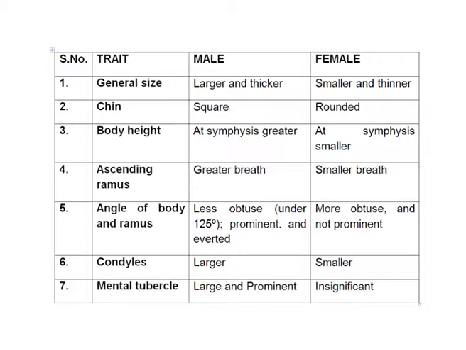If you observe the ascending ramus, it has got a greater breadth in case of male mandible, whereas it has got a smaller breadth in case of female mandibles. If you observe the angle of body and ramus, in male mandibles it will be less obtuse, that is less than 125 degrees, prominent and everted, that means outwards, whereas in case of female mandibles it will be more obtuse and not prominent. If you observe the condyles, they will be larger in case of male mandibles, whereas they will be smaller in case of female mandibles. The mental tubercle is large and prominent in case of male mandibles, whereas this is insignificant in case of female mandibles.